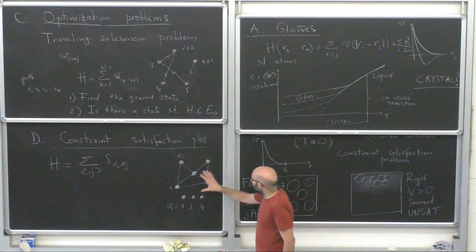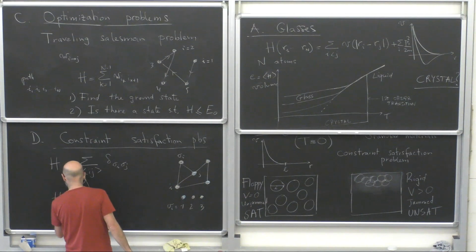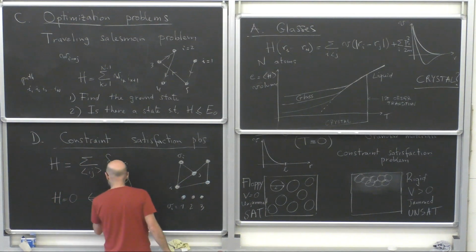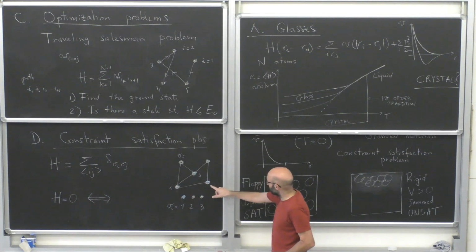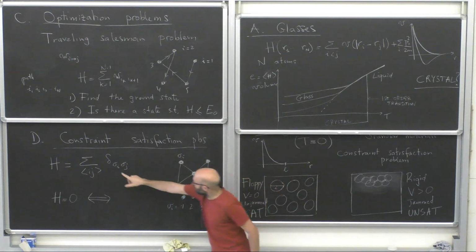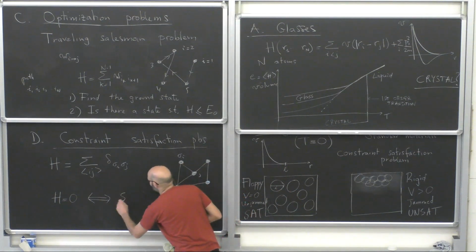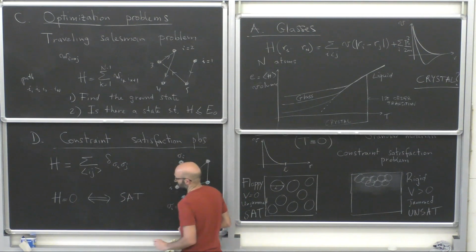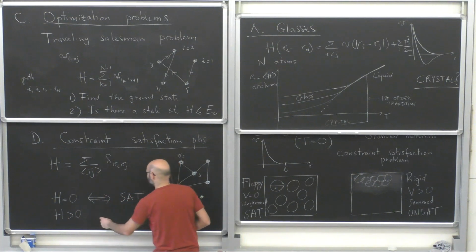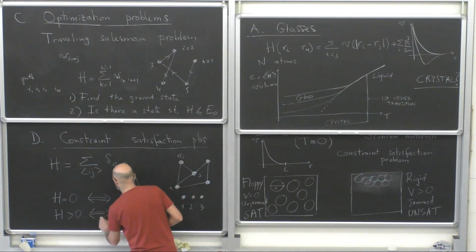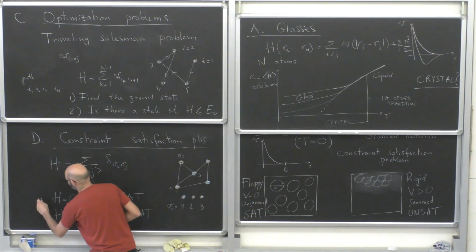And again, if the Hamiltonian is equal to 0, this means that I found a configuration of colors that satisfies this constraint that colors connected by a link should be different. So my problem is SAT. If the Hamiltonian is positive, then my problem is UNSAT. Let's say the ground state, okay?